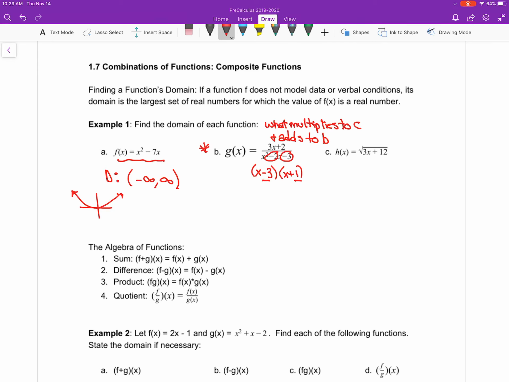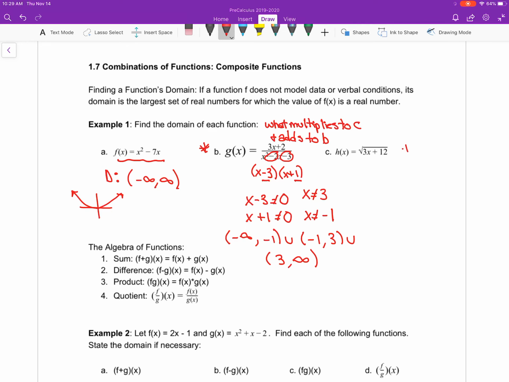Now, we can never have 0 in the denominator, so x minus 3 cannot be equal to 0, and x plus 1 cannot be equal to 0, because 0 in the denominator of a function is undefined. So x cannot equal 3, and x cannot equal -1. Another way we could write that is the domain is negative infinity to -1, -1 to 3, and 3 to infinity.